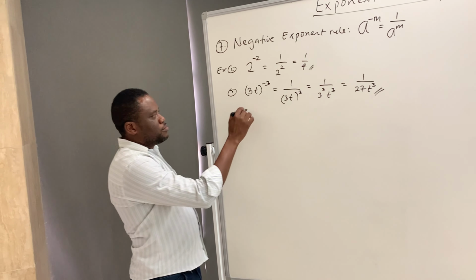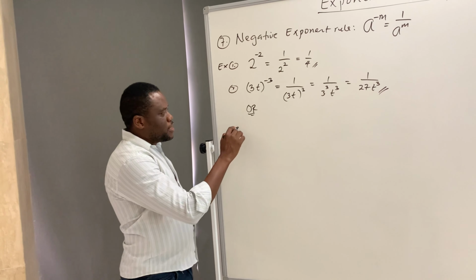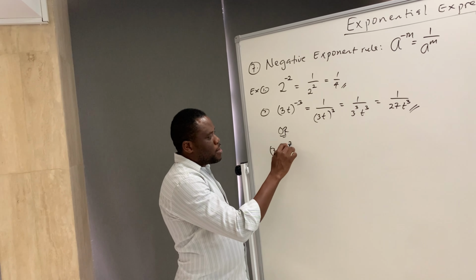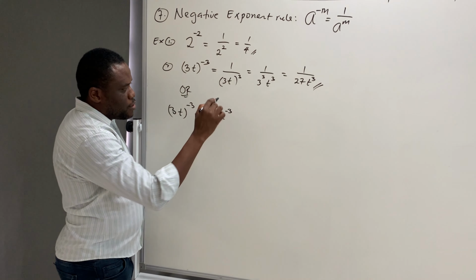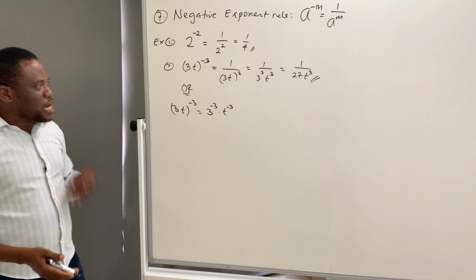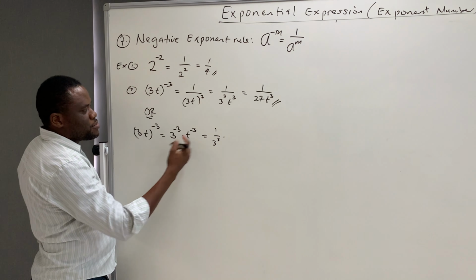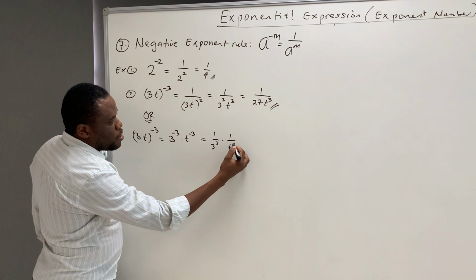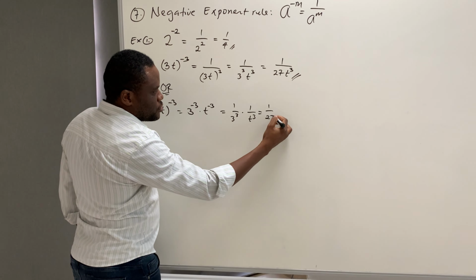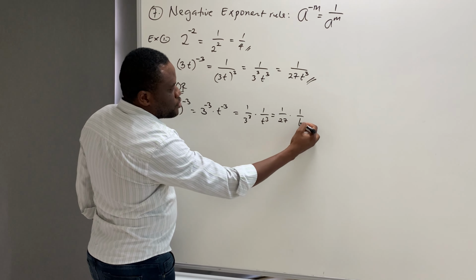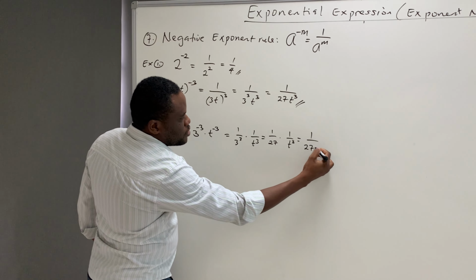If you don't like this method, you can use this one. Share it immediately. 3t to the minus 3 is 3 to the minus 3 times t to the minus 3, right? You can share it immediately. Now follow the rule. This is 1 over 3 to the power of 3 times 1 over t to the power of 3. 3 to the power of 3 is 27. I have 1 over 27 times 1 over t cubed. Now multiply: 1 times 1 is 1, 27 times t, 27t.